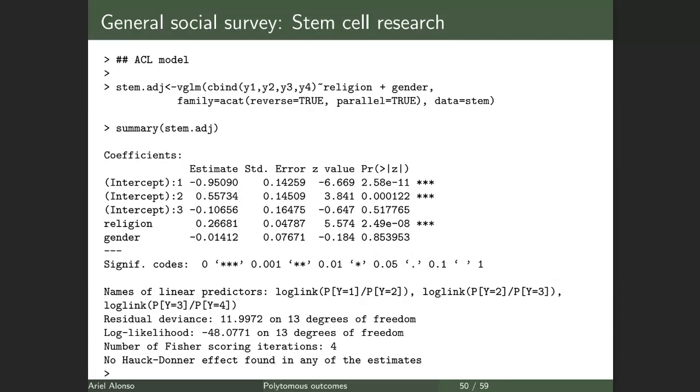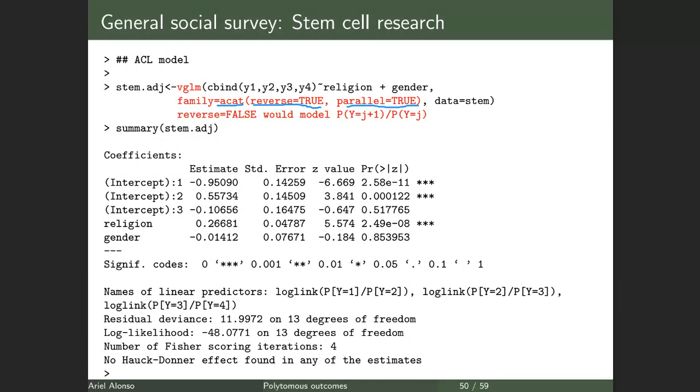Okay, so let's fit this model, the ACL model. How do you fit that in R? We're going to use again the VGLM function. You use family equal to ACAT here. That's the code to fit an ACL model. And you have here reverse equal to TRUE and parallel equal to TRUE. Parallel equal to TRUE means you are going to consider the same betas. The betas will not depend on j.